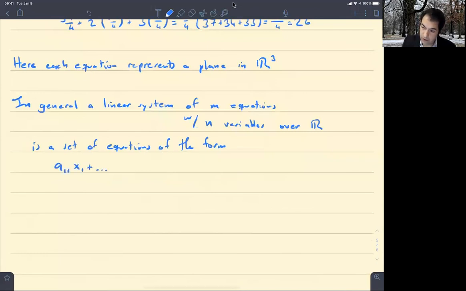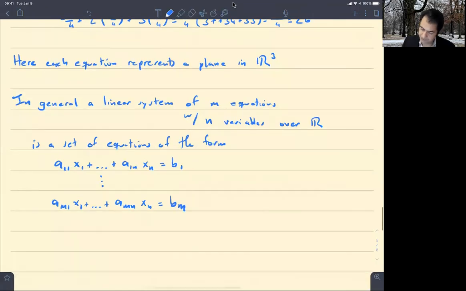a11x1 plus dot dot dot a1nxn equals b1, dot dot dot, am1x1 plus dot dot dot amnxn equal to bm. So here with all of the numbers, all of the a_ij and the b_k, real numbers for all i, j, and k.